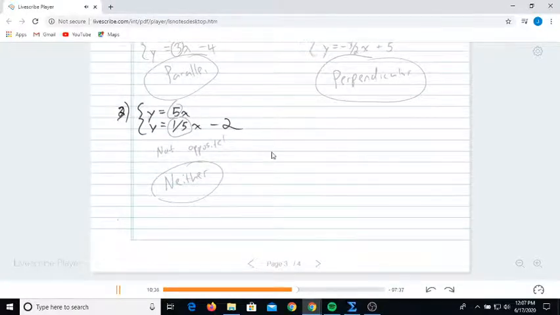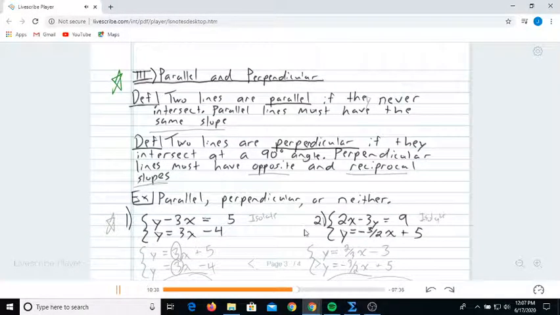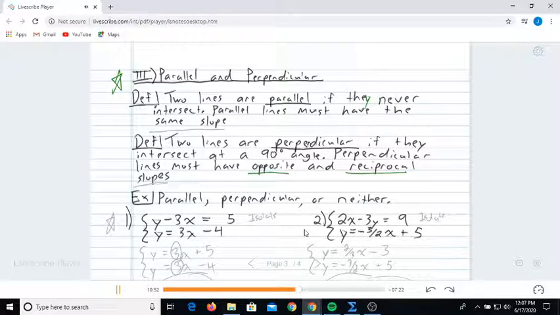So two lines are parallel if they never touch or never intersect. So parallel lines must have the same slope. Two lines are perpendicular if they intersect at a 90-degree angle. The catch with perpendicular lines is they have an opposite and reciprocal slope. So this is the important part you'll want to write down. Parallel implies same slope. They have to have the same slope in order to be parallel. Perpendicular implies slopes are opposite and reciprocal. So again, the slope is key here.